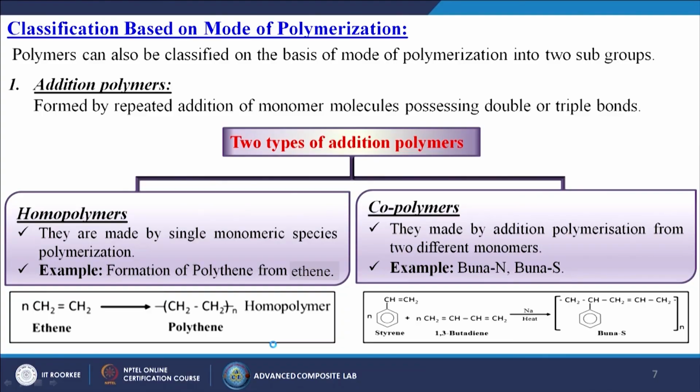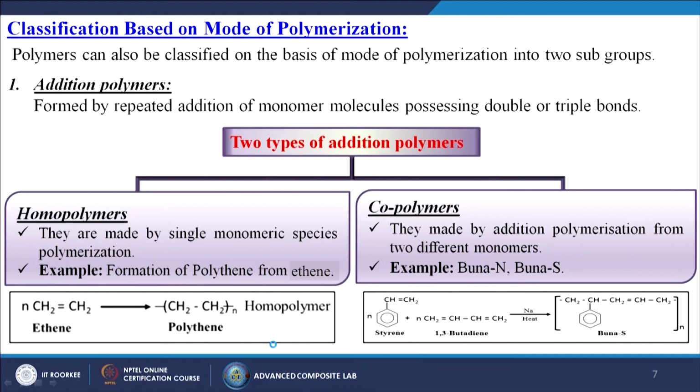Now, we are going to discuss the classification based on mode of polymerizations. So, polymers also can be classified on the basis of mode of polymerizations into two subgroups, as I already told you. One is called the addition polymers. From the name itself we can understand that it can be formed by repeated addition of monomer molecules possessing double or maybe triple bonds. So, two types of addition polymers, one is called the homopolymers, another one is called the copolymers.